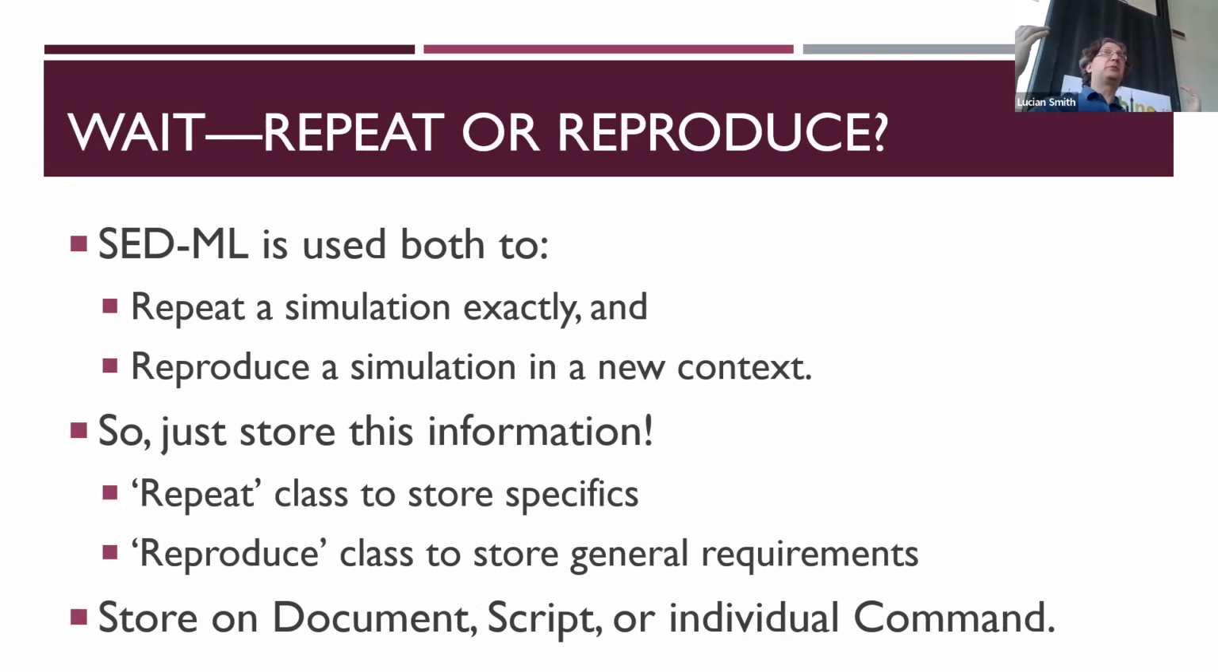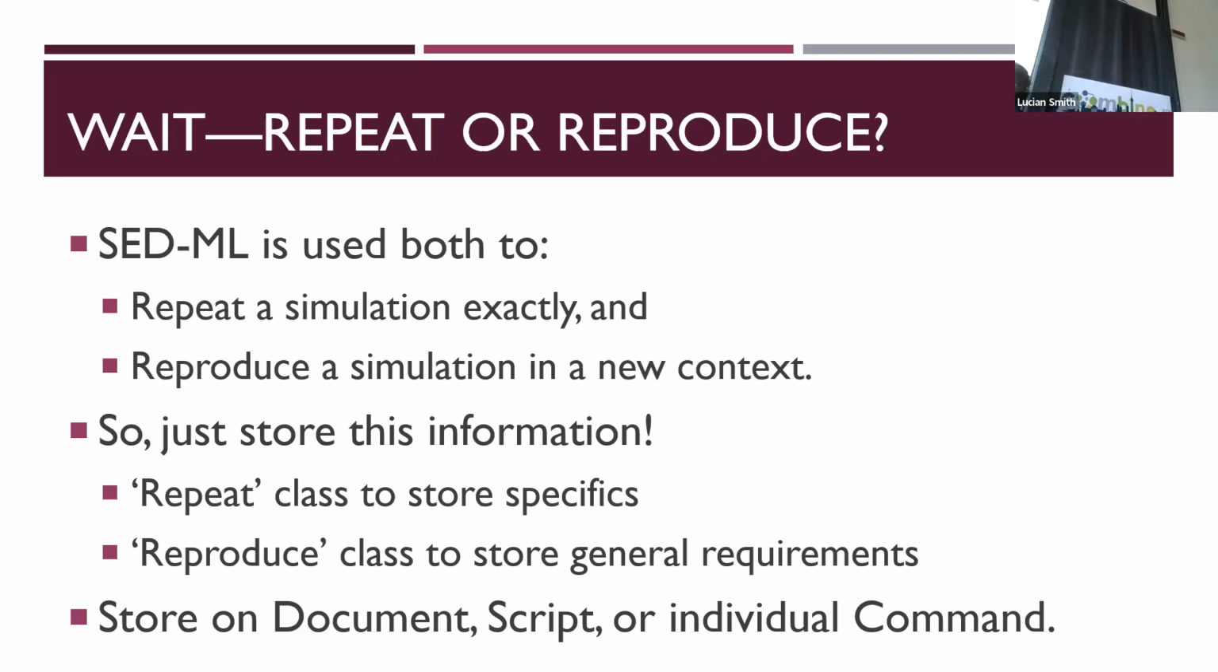The repeat class would store hyper specifics, like, I use this particular thing, I use these particular environments. And the reproduce class would be where you store, I need delays, I need ODEs, I need events, or whatever general requirements, or I need a simulator, I need something that will do a plot, any of the individual things like that.